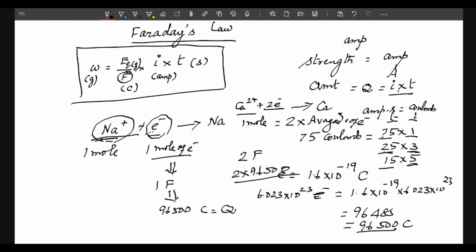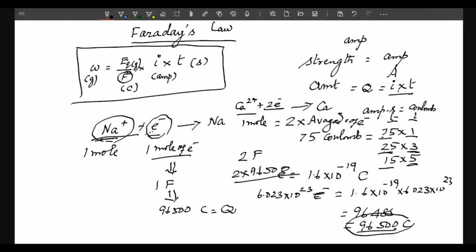Aluminium is giving Al3+ plus 3 electrons. For 1 ion, 3 electrons are required. For 1 mole, 3 moles of electrons would be required. 1 mole of electrons carries 96,500 coulomb, which is nothing but 1 Faraday. For 3 moles of electrons, 3 Faraday of current is required.